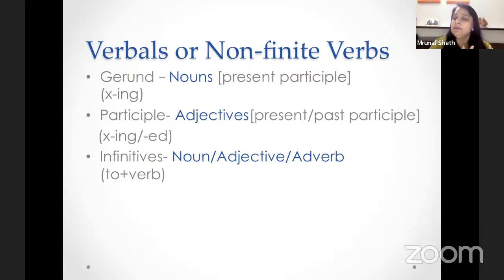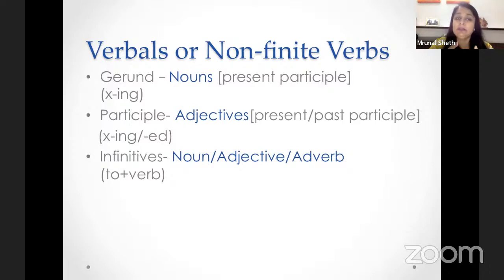So what are gerunds? Gerunds are present participle. So verbs with ing at the end that work as nouns. So gerunds are nouns, always nouns. Participles. Now participles can be present participle and past participle. And participles are always adjectives. Now comes the tricky one, infinitives. Infinitives can be noun, adjective, and an adverb. So don't get confused. I'm going to teach you everything in detail.